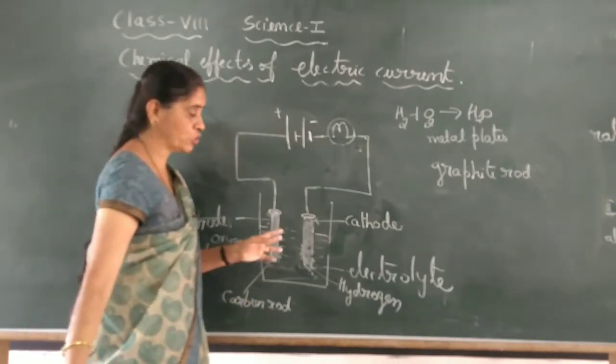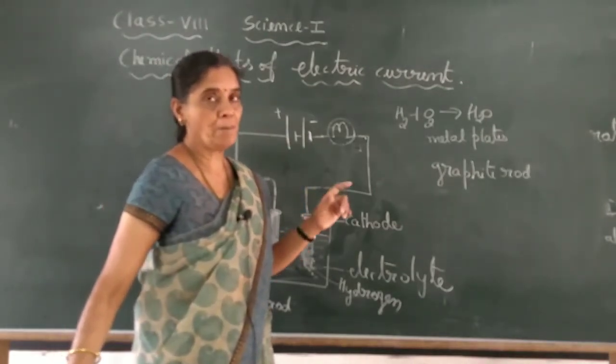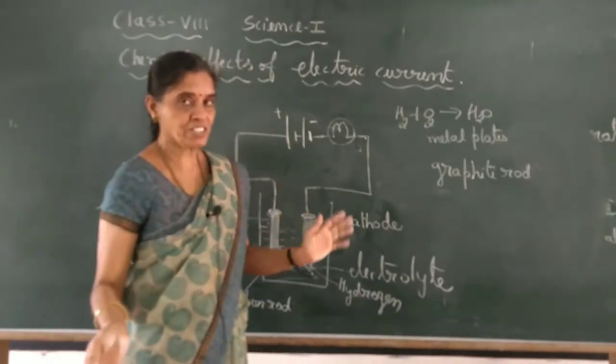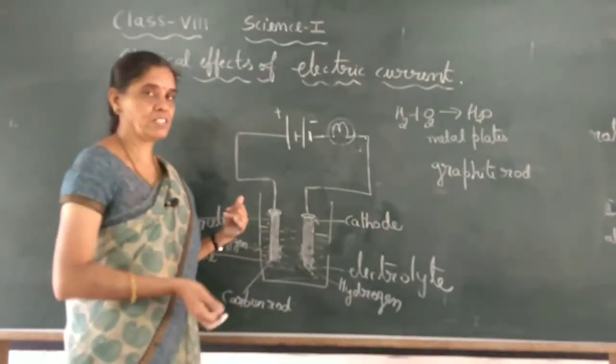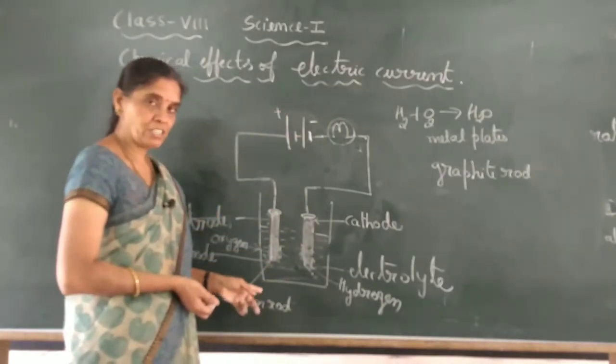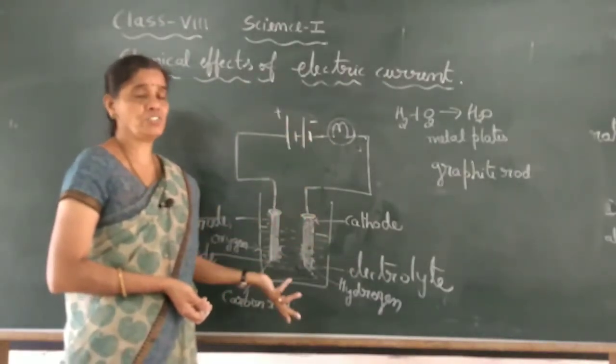Okay, so it is actually the breaking of water. The compound water is dissociating into hydrogen and oxygen gases. It is done by the flow of electric current. That is the reason it is called a chemical effect. It is one of the chemical changes we are bringing about.